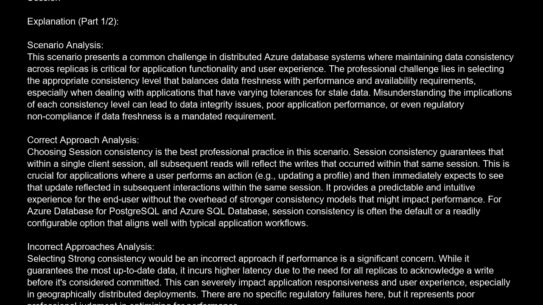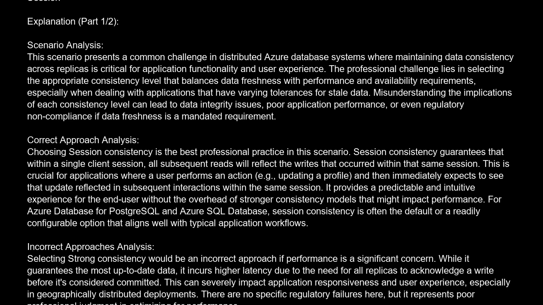Explanation. Scenario analysis. This scenario presents a common challenge in distributed Azure database systems where maintaining data consistency across replicas is critical for application functionality and user experience. The professional challenge lies in selecting the appropriate consistency level that balances data freshness with performance and availability requirements, especially when dealing with applications that have varying tolerances for stale data. Misunderstanding the implications of each consistency level can lead to data integrity issues, poor application performance, or even regulatory noncompliance if data freshness is a mandated requirement.